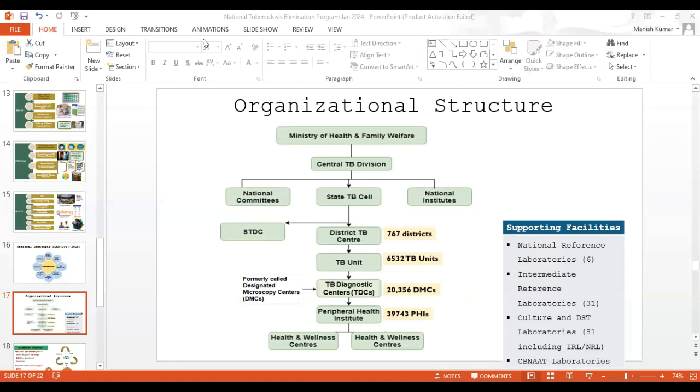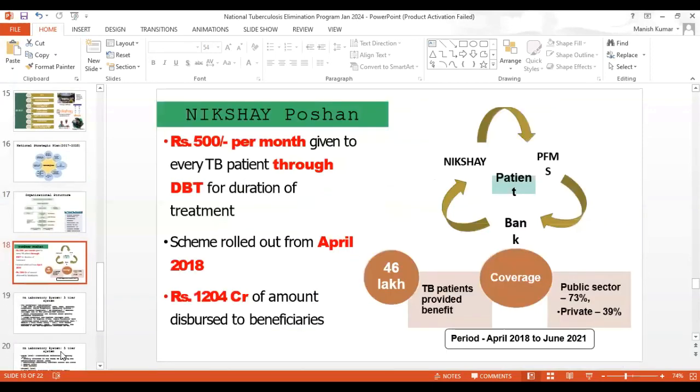So there are other supporting facilities under this structure. There is NRL, which is National Reference Labs, these are 16 in number. So there is NRL, there is IRL. IRL is Intermediate Reference Laboratories, and there are Culture and DST laboratories, which are 81 in number, including IRL, NRL, and there are CBNAAT laboratories.